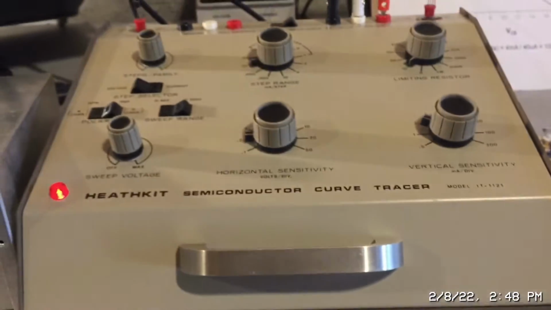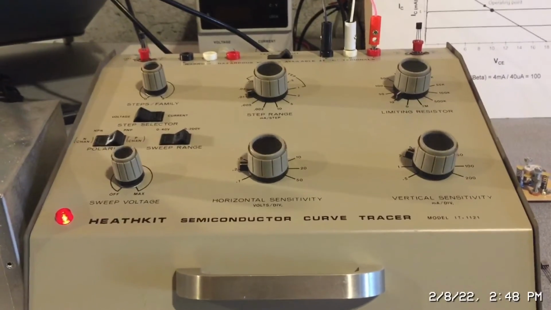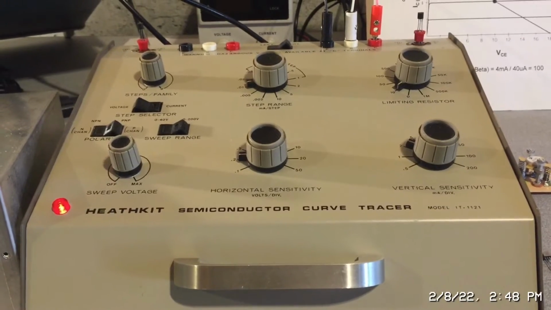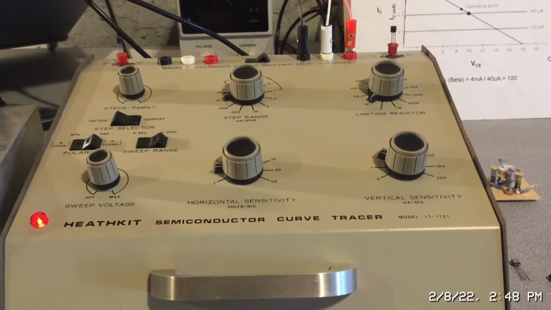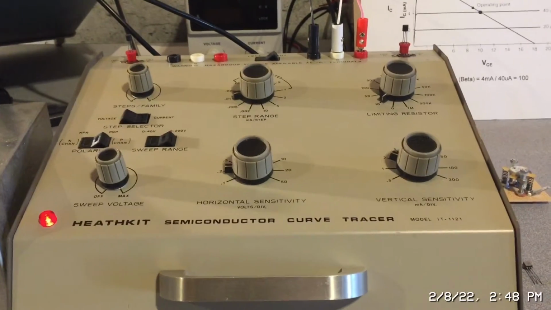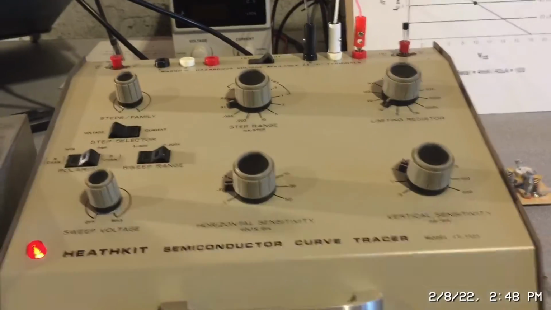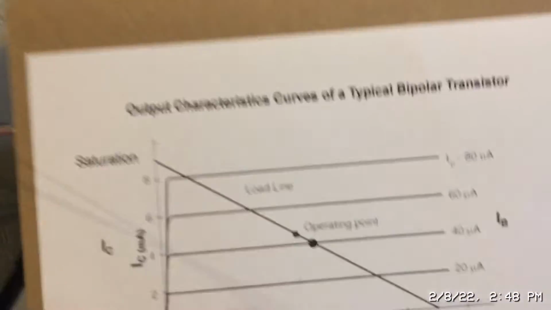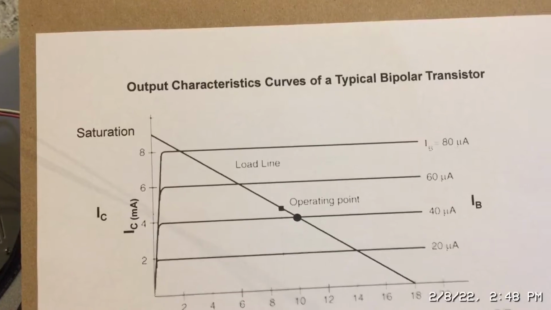This will do a number of different semiconductors: NPN and PNP transistors, FETs, MOSFETs, triacs, diacs, diodes, just about all the different families of semiconductors that we use today. Before I make any actual measurements, I'd like to explain what we're looking at here. Let me set this up.